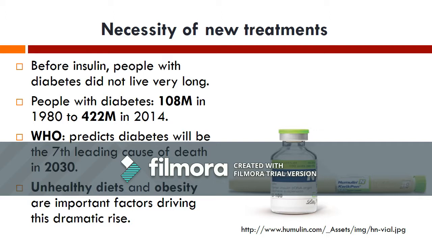The necessity of a new treatment is urgent. Before insulin, people with diabetes did not live very long. The number of people with diabetes rose from 108 million in 1980 to 422 million in 2014. WHO predicts diabetes will be the 7th leading cause of death in 2030. Unhealthy diets and obesity are important factors driving this dramatic rise.